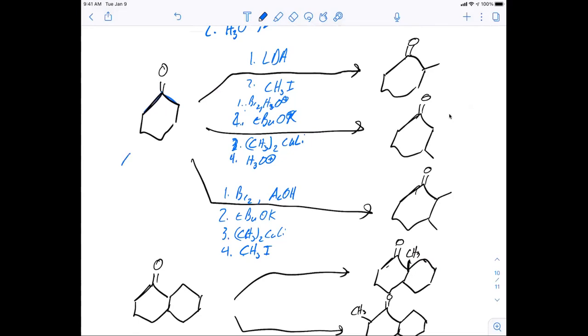Okay, so the second two, what we have to do first is to form the alpha beta unsaturated. So that's what step 1 and step 2 are doing. So to form the beta addition and the alpha beta addition, we need the alpha beta unsaturated. Questions about that one?